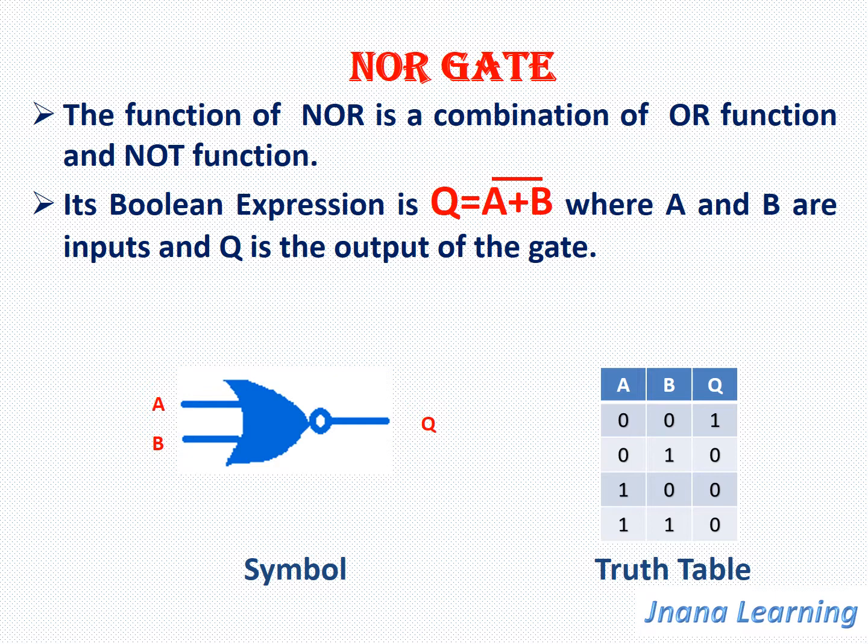So it is the NOT function of the OR function, that is Q is equal to (A plus B) whole complement, where A plus B is the Boolean expression of OR function. It is just a complement of the OR function, that is a NOR gate.